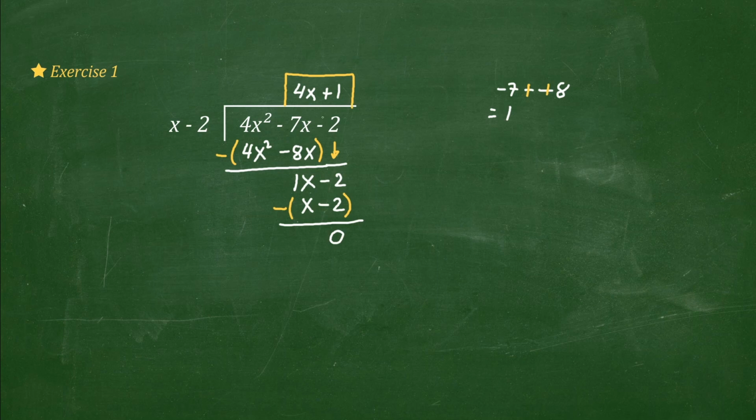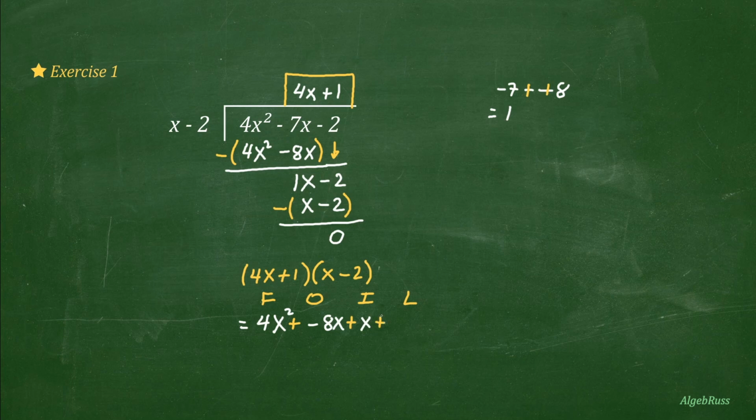How do we check again? We multiply this quotient by this binomial. So let's try and do that. So let's say we're given 4x plus 1 times x minus 2. So recall that we can use the FOIL method to multiply binomials. First, outer, inner, last. Let's try and do that. First terms, 4x times x is 4x squared. Always plus. Outer for O. 4x times negative 2 is negative 8x. Always plus. Inner, 1 times x is 1x, or simply x. And then, last, 1 times negative 2 is negative 2.